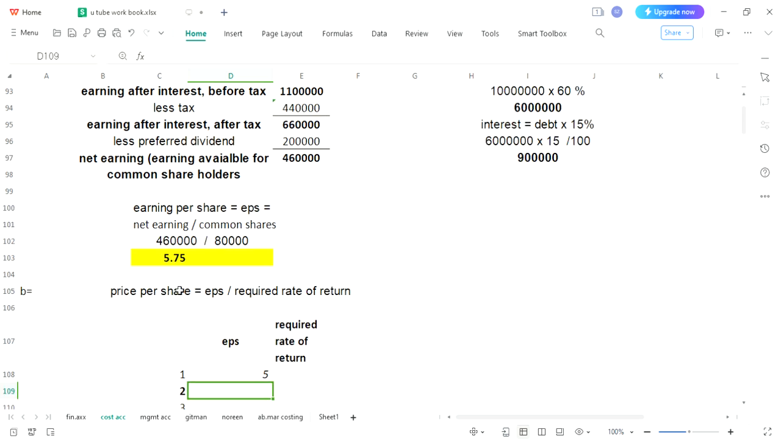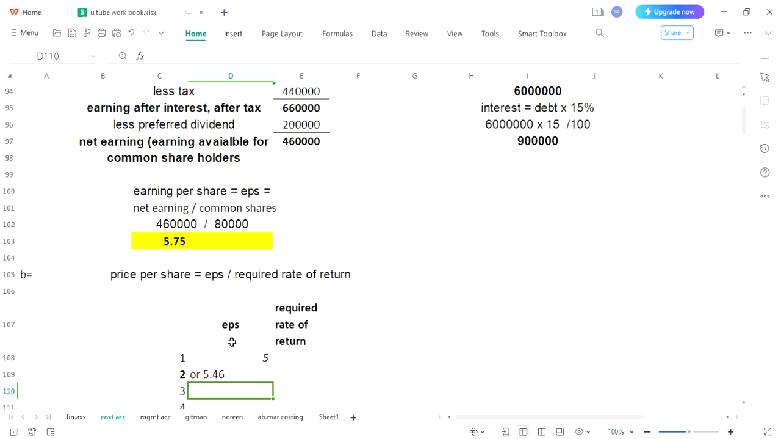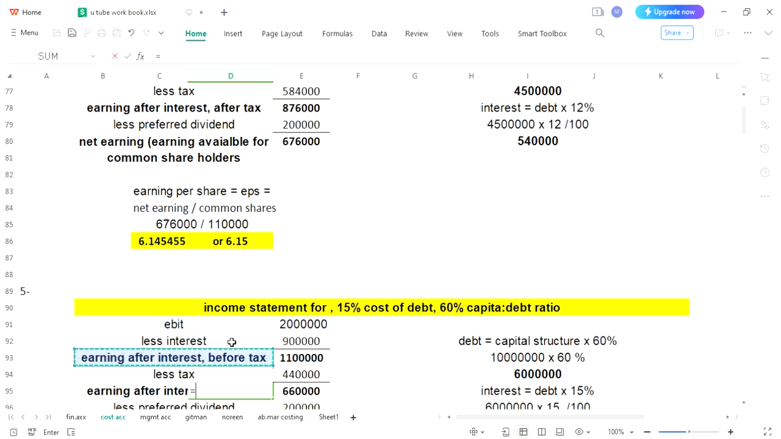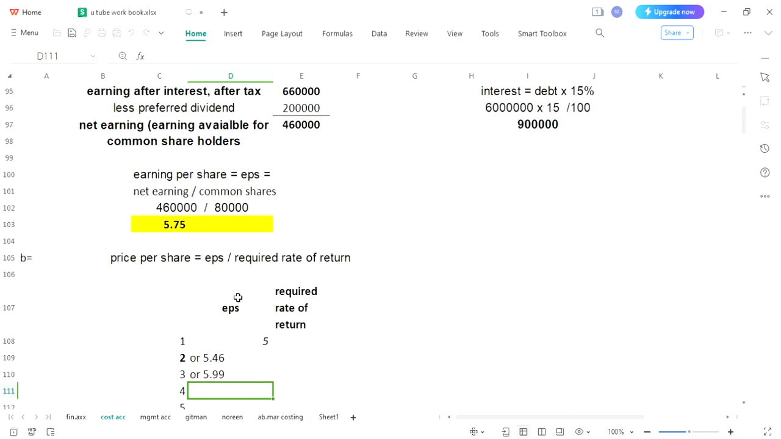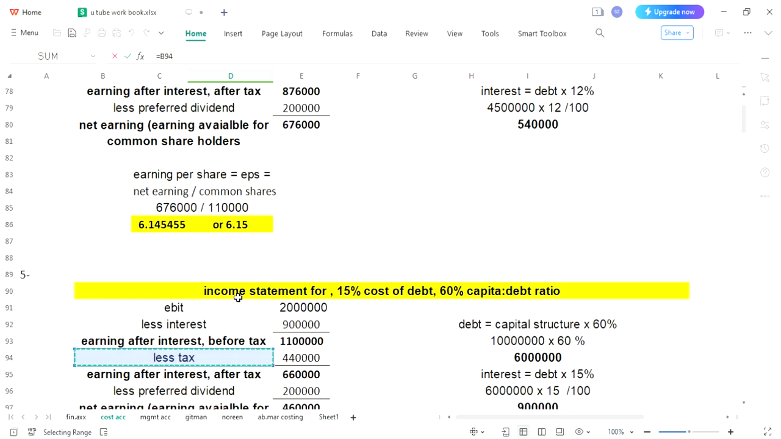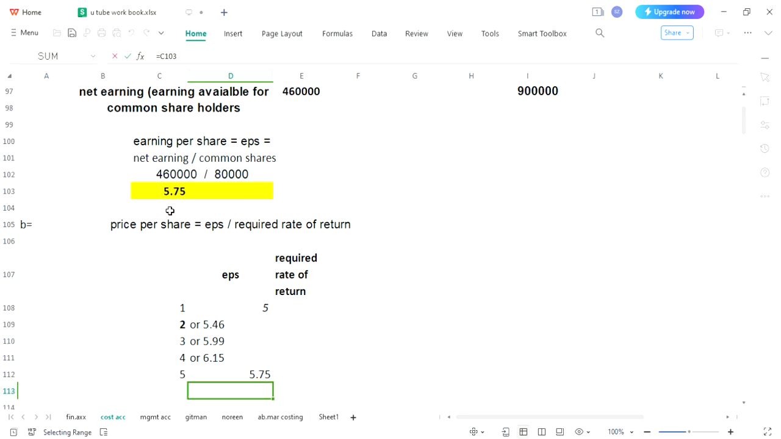This was your first EPS, we have calculated as 5. Put it over here. Now we will put the second EPS, which was calculated as 5.46. Put it over here. We will edit it later on. Now we will see the third EPS. Put it over here. Then the fourth EPS, that was 6.15, and your fifth EPS was 5.75.